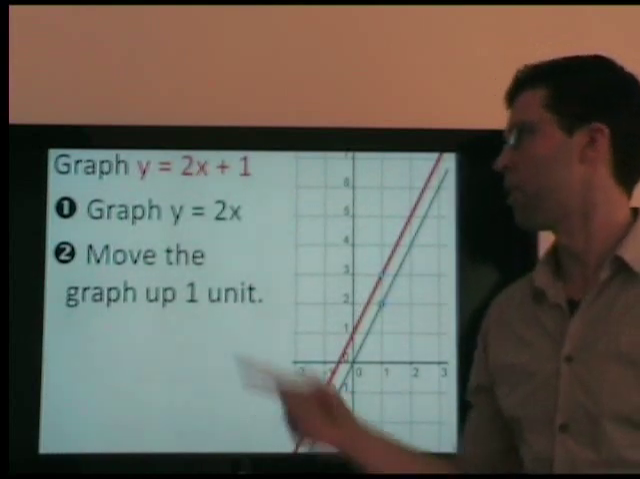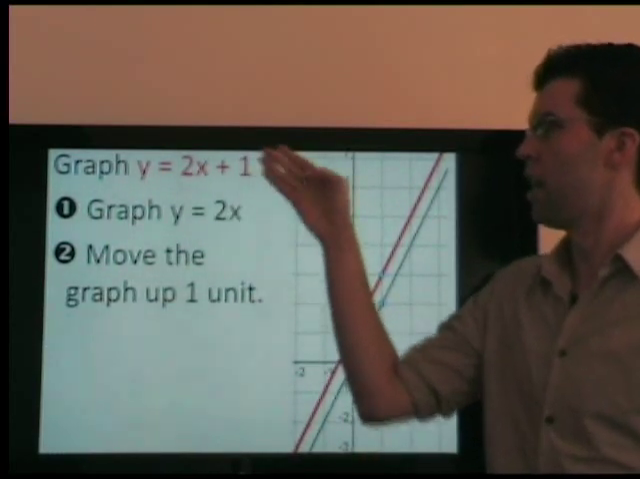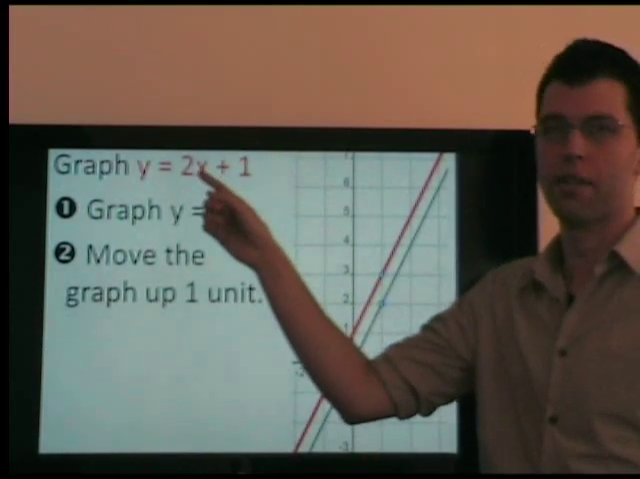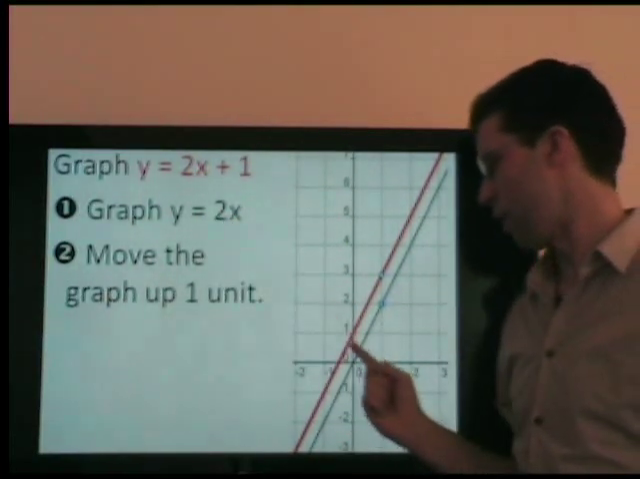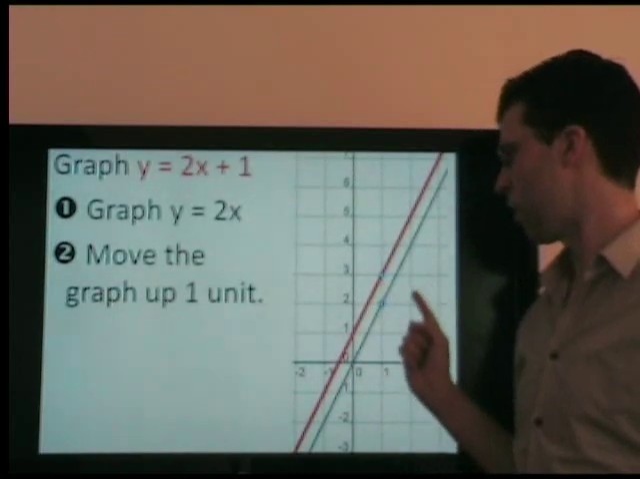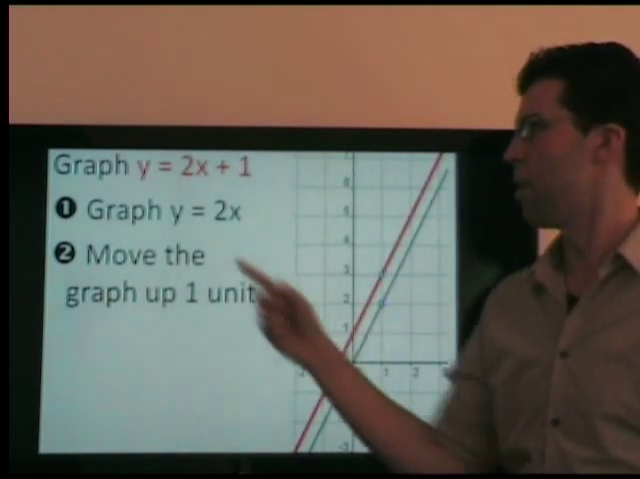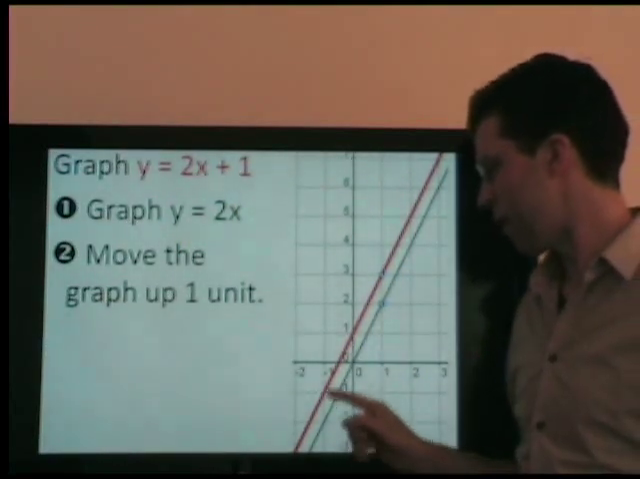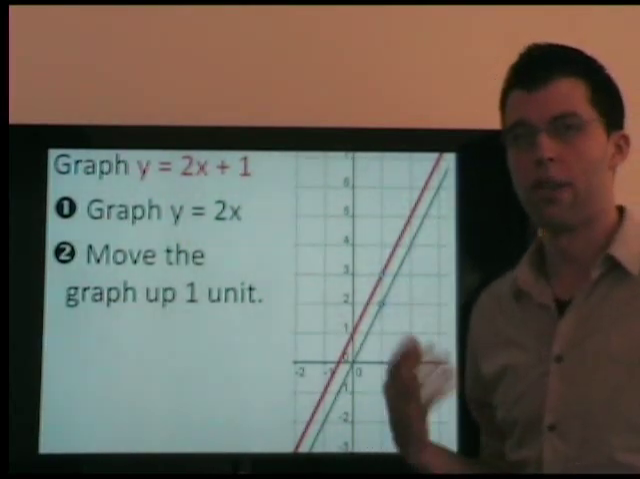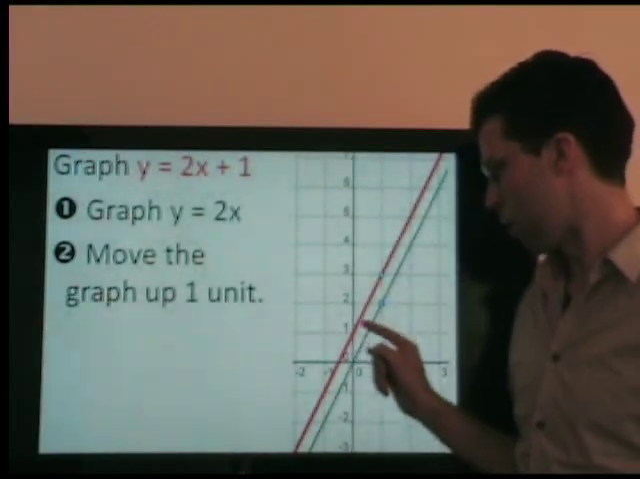Okay? For example, the graph of y equals 2x plus 1. Let's graph just this part, y equals 2x. Just to review, we start at 0, 0. The slope is 2. So we go right 1, up 2, right 1, up 2. Okay? Now though, the y values are 1 more. So every y value increases by 1. What that does is move every point up 1, up 1, up 1.